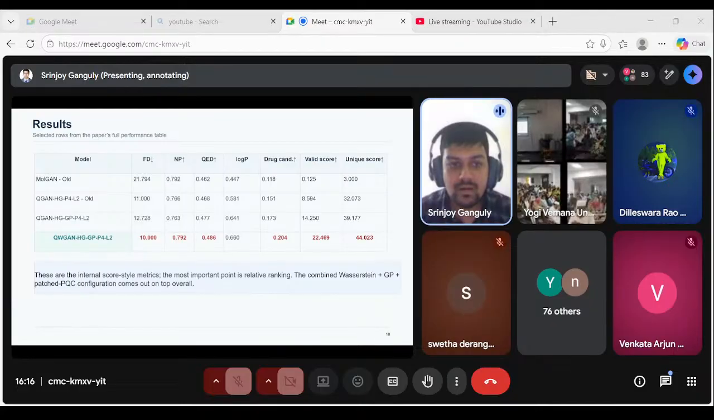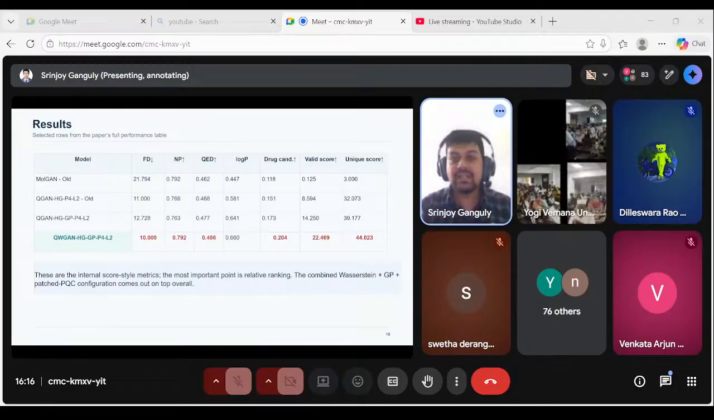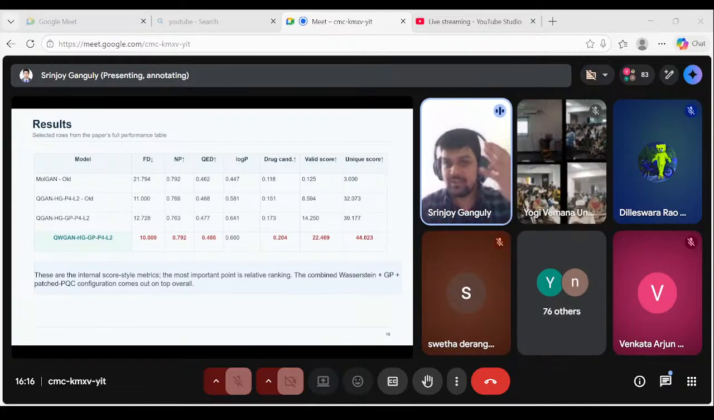One small clarification. You might be wondering what HG is. QW GAN is quantum Wasserstein GAN. HG is hybrid generator. Hybrid generator means, as I said, a hybrid combination of classical and quantum. The generator is quantum, the discriminator is classical. So that's why we name it HG, hybrid generator. And GP is gradient penalty. P4 is 4 patches, 2 qubit, 2 qubit, like that. And L2 is layers.